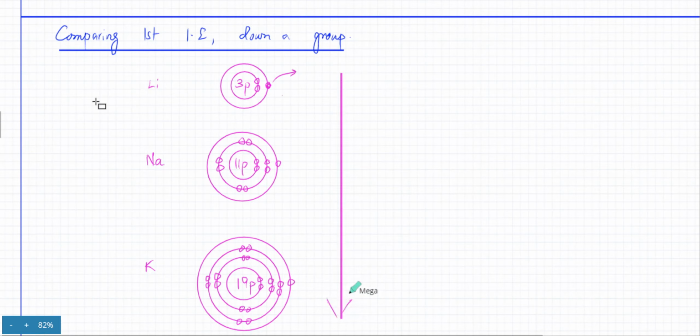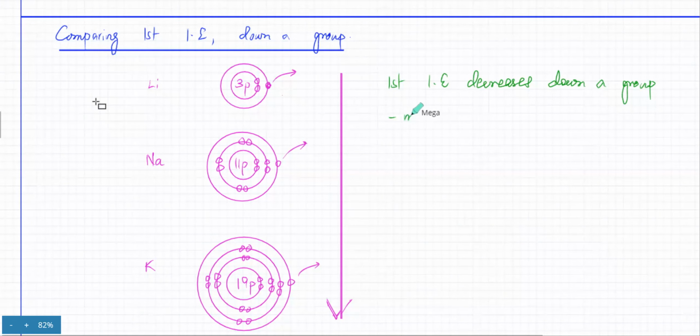What do you think is going to happen to the ionization energies as you move down the group? The first ionization energy, we're trying to remove just one electron. Does it decrease? Okay, so it's going to decrease. First ionization energy decreases down the group, and what's the reason? Because when you go down, there's more electrons, so there's more shells. So the electrons get farther away from the nucleus.